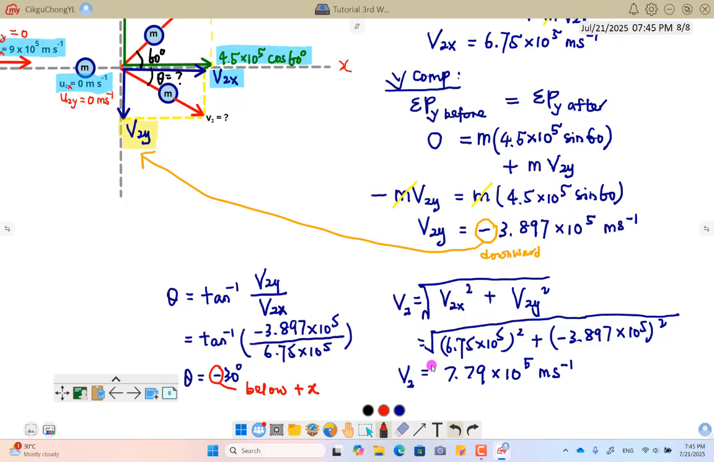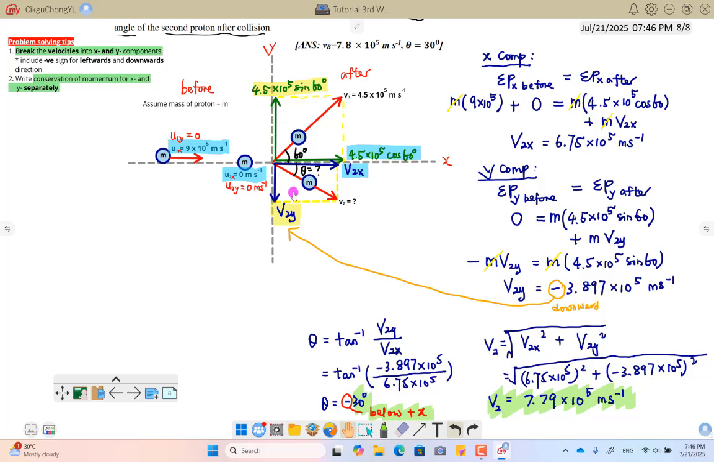Okay, so we obtain our answer. The speed of the second proton after collision will be 7.79 to the power of 5 meters per second at an angle of 30 degrees below positive x. Okay, so this will be our solution. Always bear in mind when we deal with 2D collisions, the first step is to break all the velocities into x components and y components. Then only do we write the conservation of momentum for the x component and y component separately. From that we can determine the missing velocity for an object.